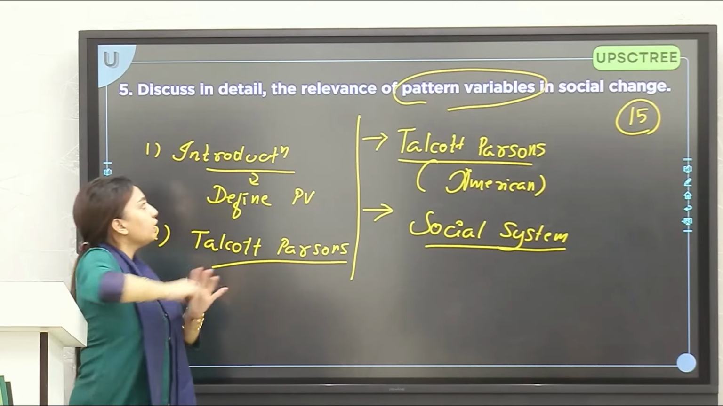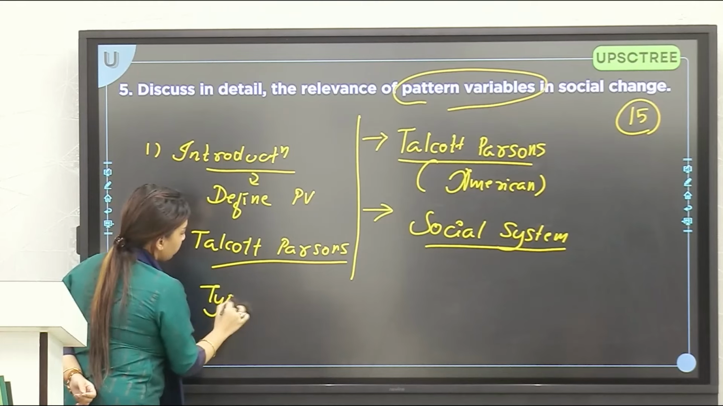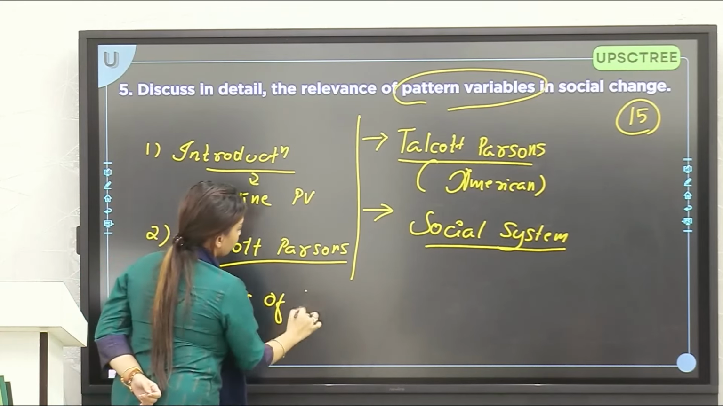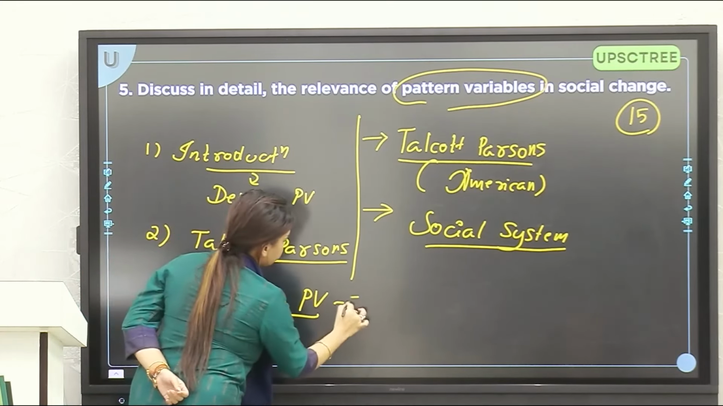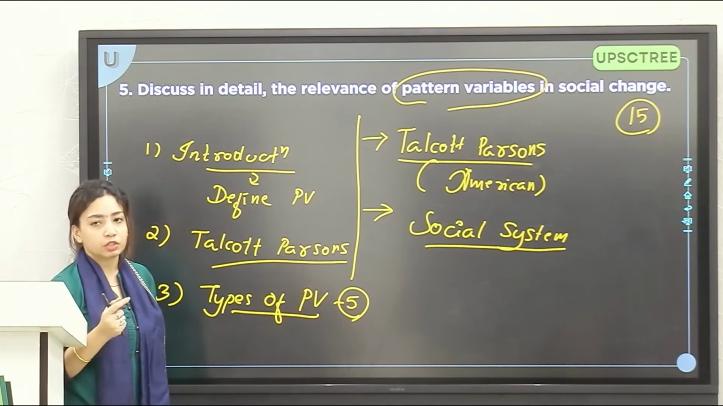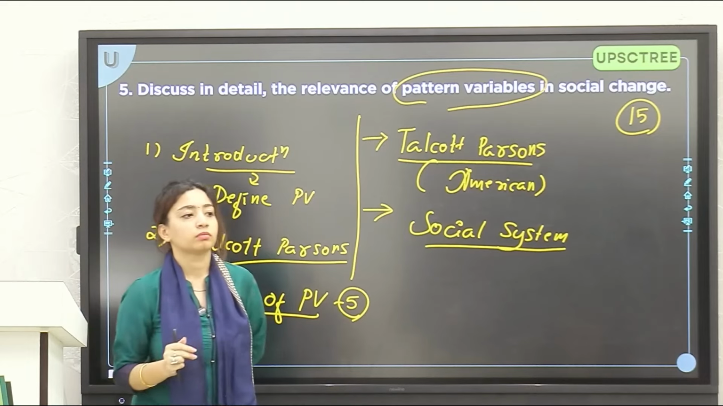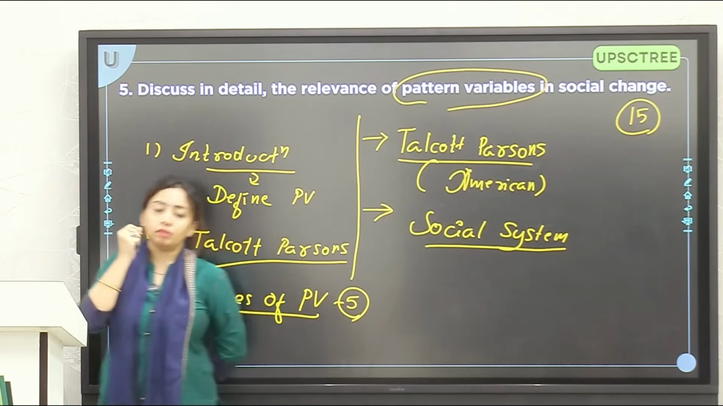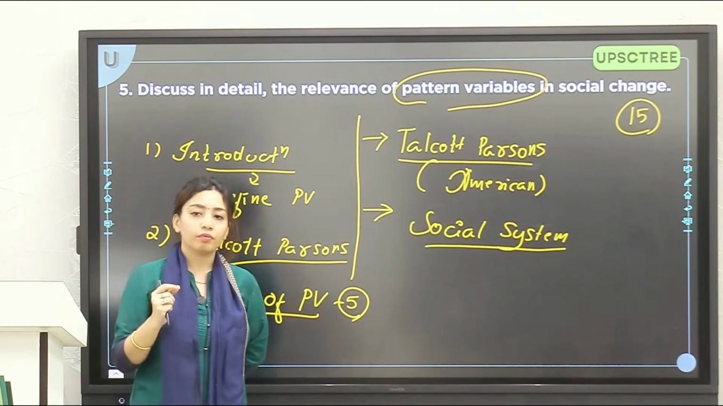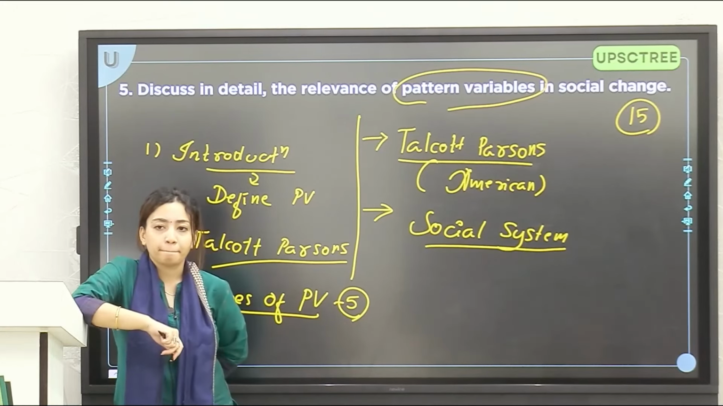Similarly, tell me how many types of pattern variables are there? What are they? What are ascription versus achievement? Then give me one example of affectivity versus affective neutrality.